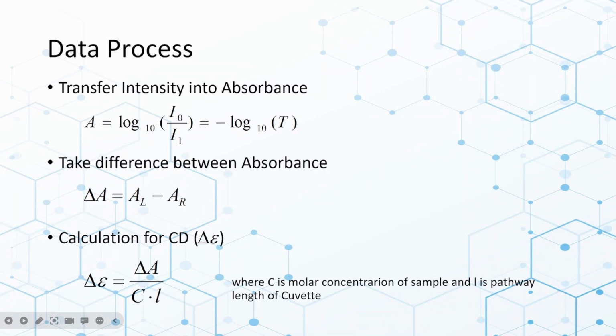First, we use the data of baseline and the intensity of light to calculate absorbance for LHC and RHC respectively. The equations are shown in this page. Then we take the difference of absorbance by using absorbance of LHC minus that of RHC. Because CD measures differential molar absorptivity, we have to divide the absorbance difference by molar concentration and path length.